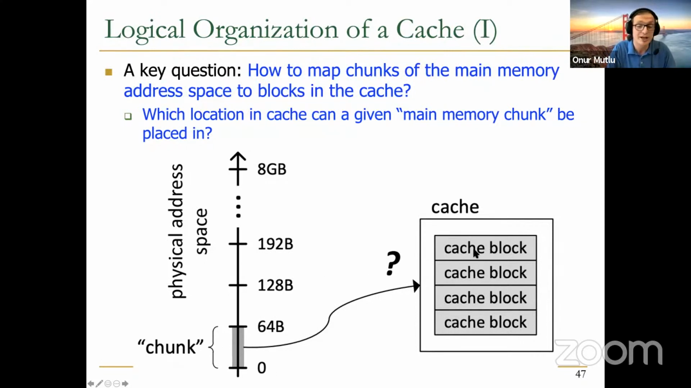But if a chunk can go to any location in the cache, this is called fully associative. So you have full flexibility. But now you have a different choice. Which location should you put it in?